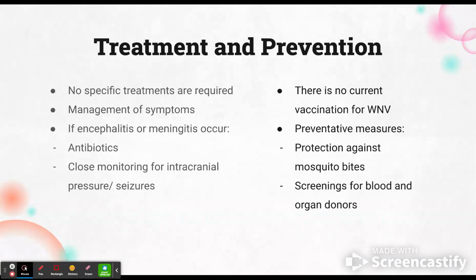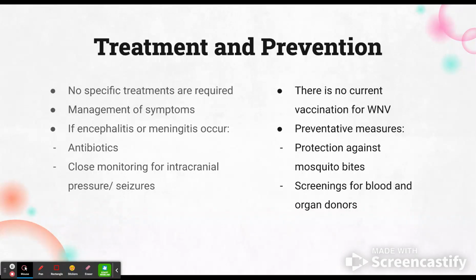If encephalitis or meningitis occur, you will have to get antibiotics to help treat it. You also will have to do close monitoring for intracranial pressure and seizures, as those can sometimes occur with encephalitis or meningitis. As far as prevention, there's no current vaccination for West Nile virus.